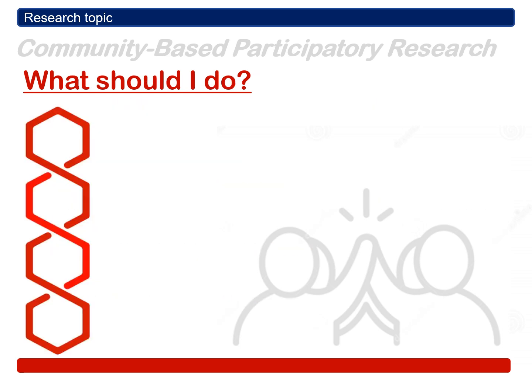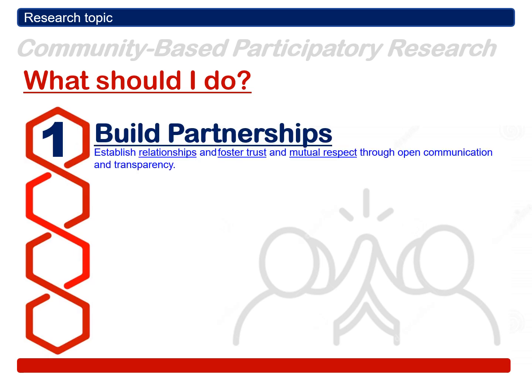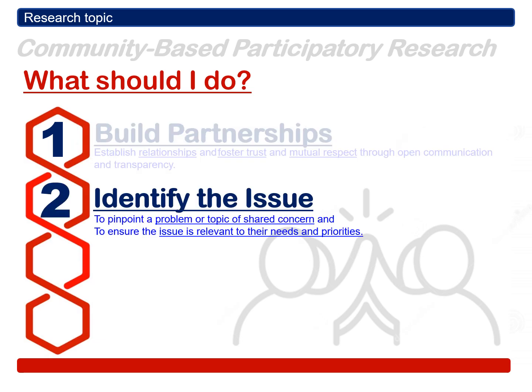The third question now: what should I do to conduct community-based participatory research? First, we have to build partnership. We have to establish relationships and foster trust and mutual respect between us and them through open communication and transparency. Second, identify the issue, to pinpoint a problem or topic according to their priority or shared concern. They must be interested as much as us, to ensure the issue is relevant to their needs and priorities.